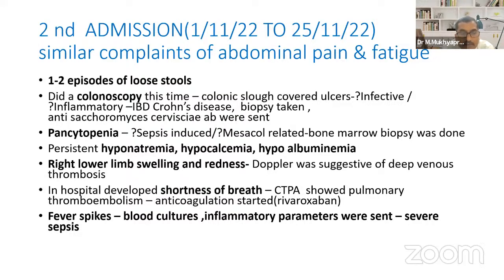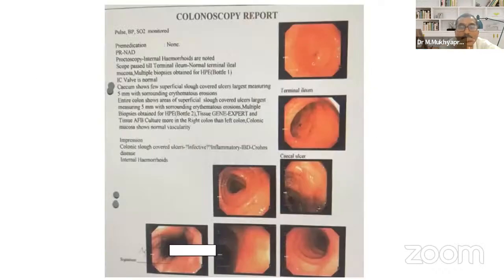Then he started developing fever spikes; blood cultures and inflammatory parameters were sent. There was a picture suggestive of severe sepsis. By the time we got the colonoscopy, as I told, colonic slough covered with multiple ulcers, probably infective, more probably inflammatory was what the gastroenterologist thought. There were multiple ulcers in the ileum, cecal ulcers, and even multiple areas in the colon.